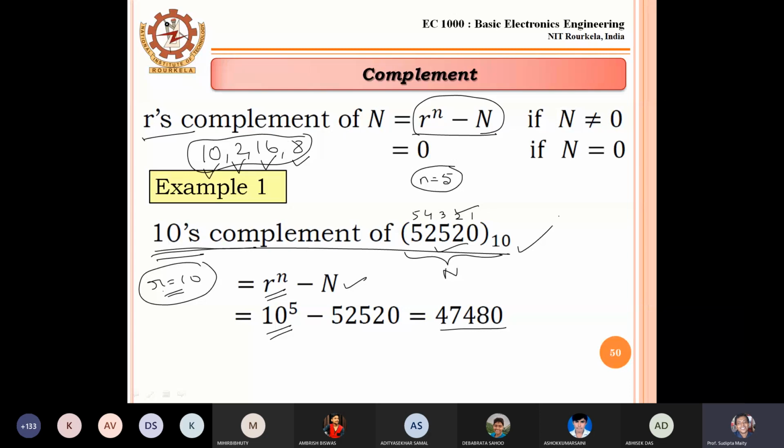Is it clear or is there any doubt? Is there anyone who is facing issue? I'm asking the weak students only. Because in the next class we will start our new topic, logic gates. This is our last class. Is there any issue?